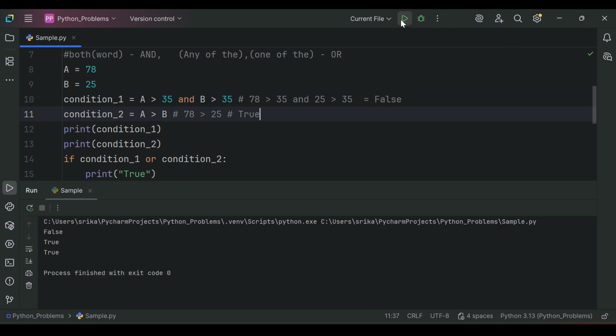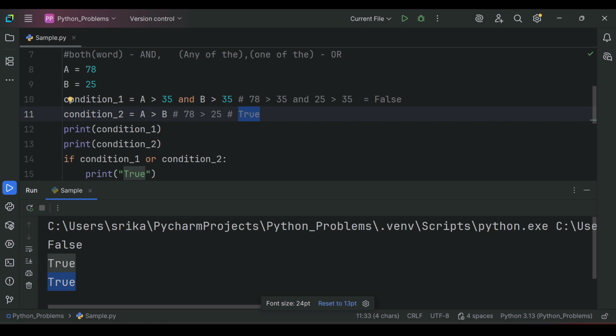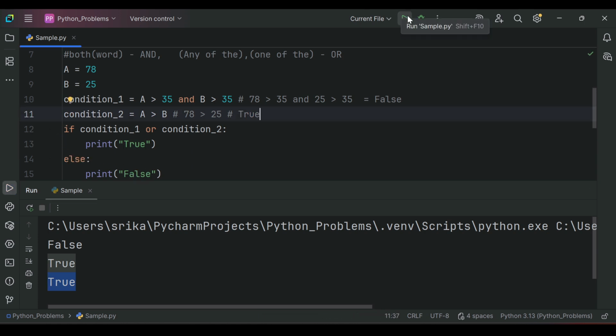I will check it. See friends, here I already told you, this is a false value, and this is a true value. False or true, what is the output? It's a true value. Then the final output is the true value.